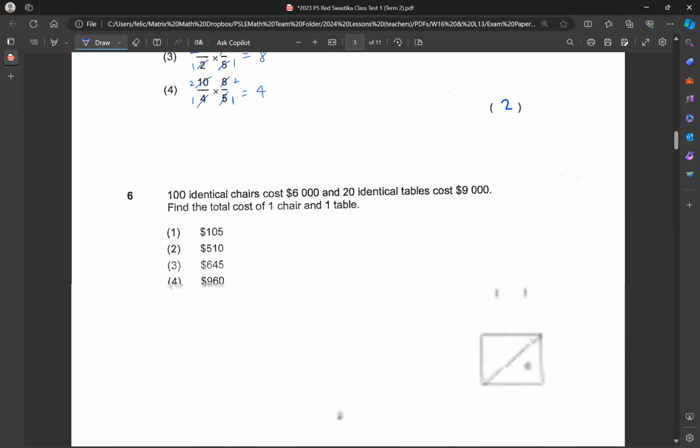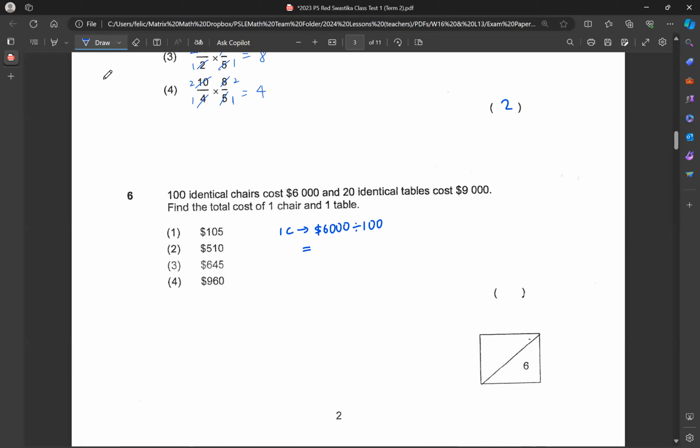All right, let's look at the next one. Okay, so the next one, 100 chairs cost $6,000, 20 tables $9,000, and you need the total cost of 1 chair and 1 table. Okay, so let's work out 1 chair first. So 1 chair simply is $6,000 divided by 100.